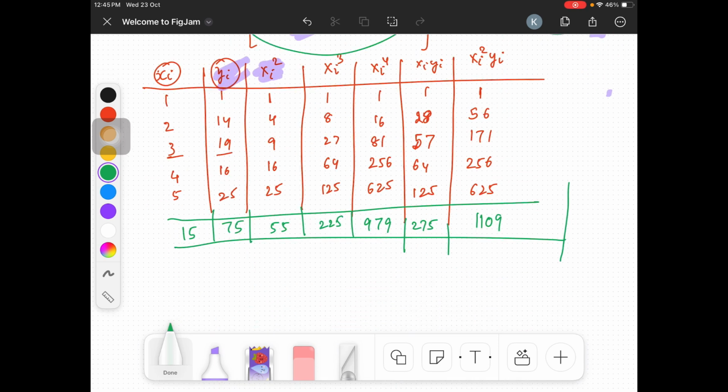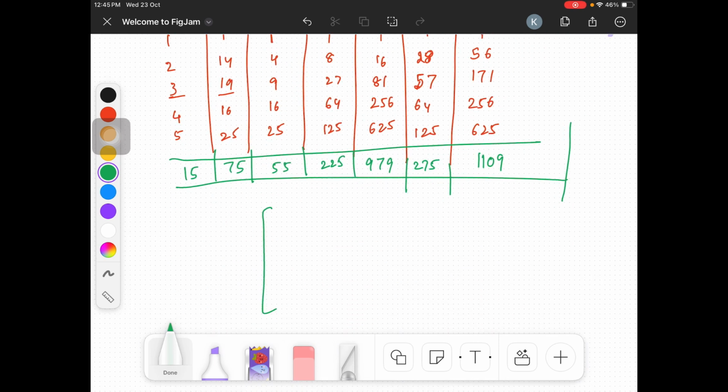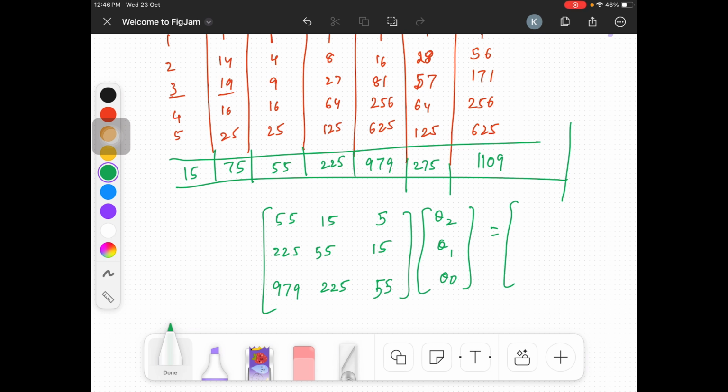If I put all these values here, your matrix looks like 55, 15, 5. Then you have 225, 55, 15. Then you have 979, 225, 55. And then you have your vector of unknowns, theta 2, theta 1, theta naught. And on the right hand side, you write the yi sums, which is 75, then 275, then 1109.